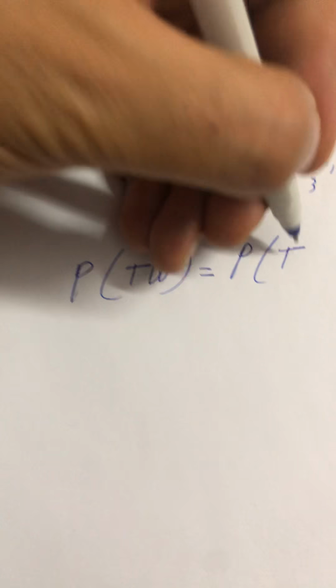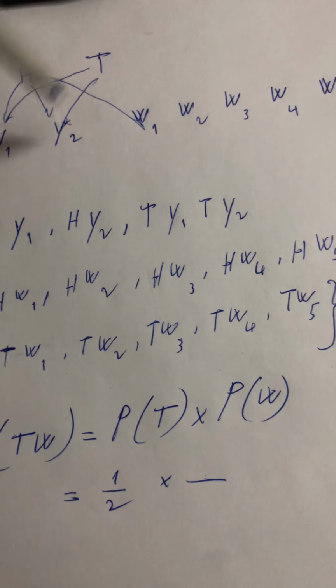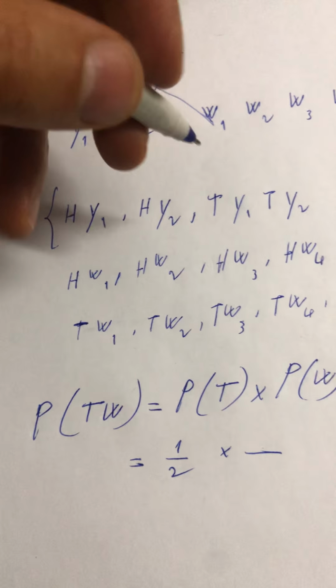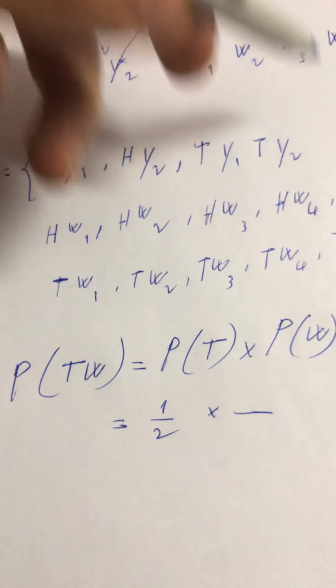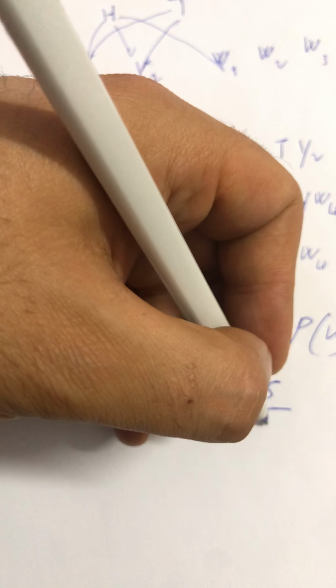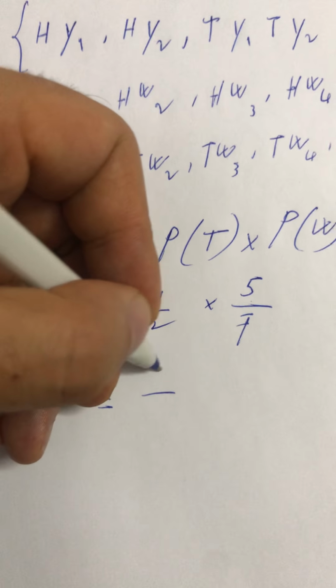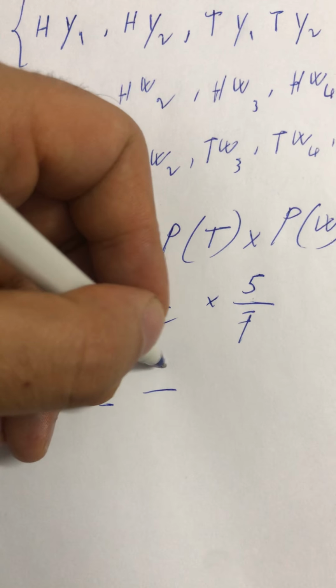For the probability of tail, we have two chances, tails or head. So 1 over 2, because two chances. So 1 over 2 times the probability of white. We have 5 white and 2 yellow golf balls. So we have 7 in all. The number of white balls is 5. So 5 over the total, 7. Now I multiply. 5 times 1 is 5. 2 times 7 is 14. This is the result. Okay?